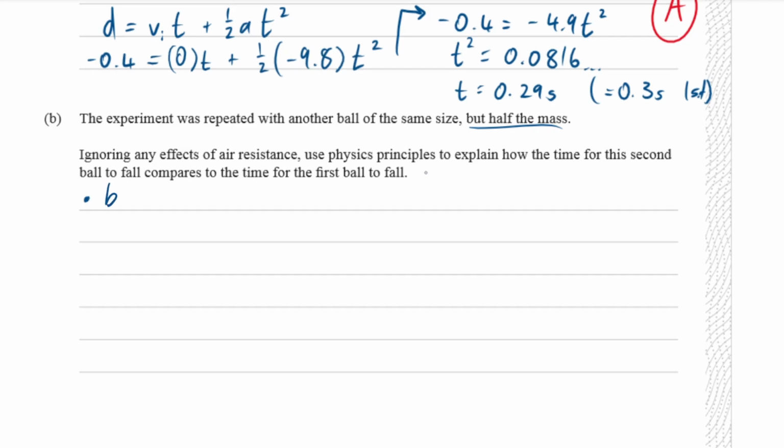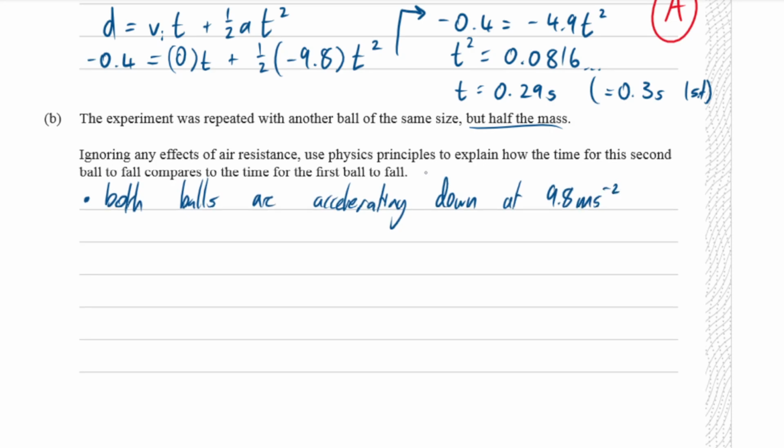So like here, both balls are accelerating down at 9.8 meters per second squared. Right, and we are assuming both balls are dropped on Earth, right? We're not taking the table and the ball to another planet. And what this means is that they will have the same time to reach the table.